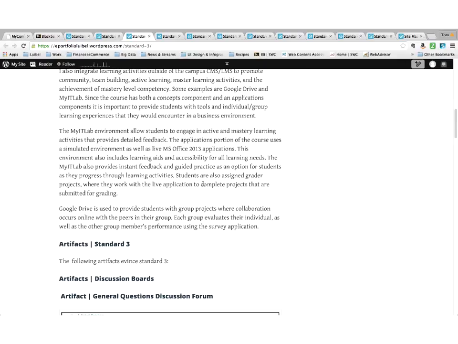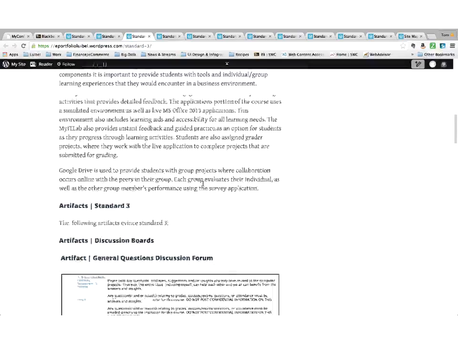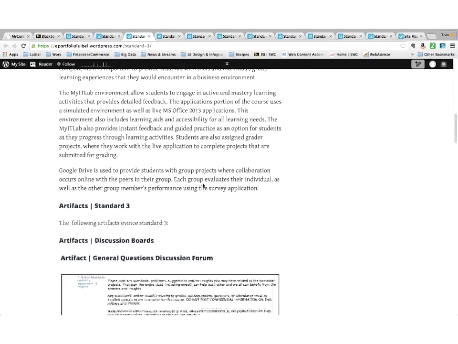Some examples that I use are Google Drive and MyIT Lab. This course is unique. It has both a concepts component and an applications component. It's important to provide students with tools and individual/group learning experiences that they would encounter in a business environment. The MyIT Lab environment allows students to engage in active and master learning activities that provide detailed feedback.